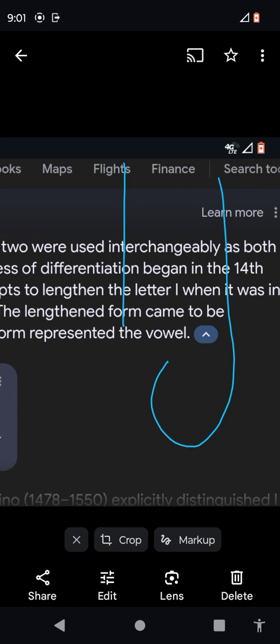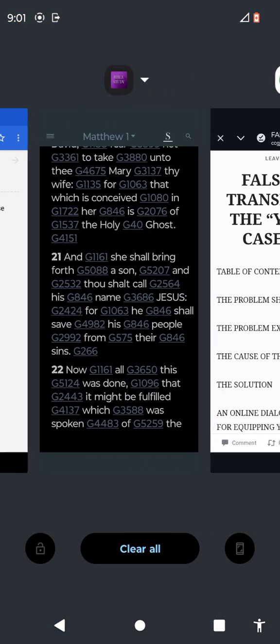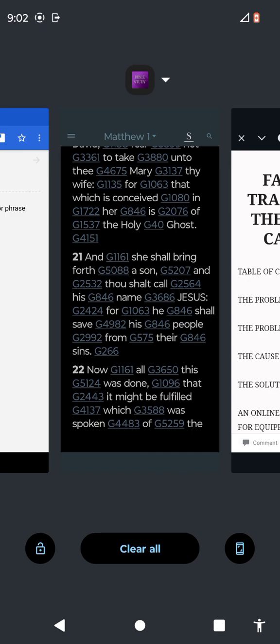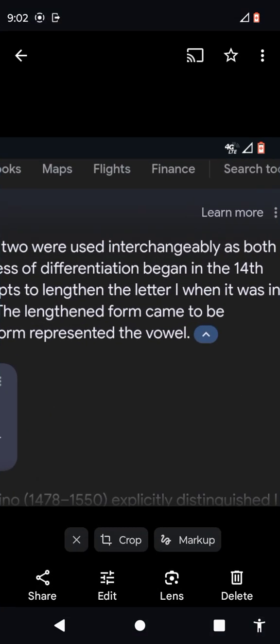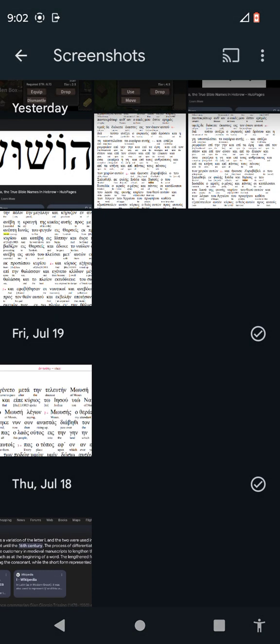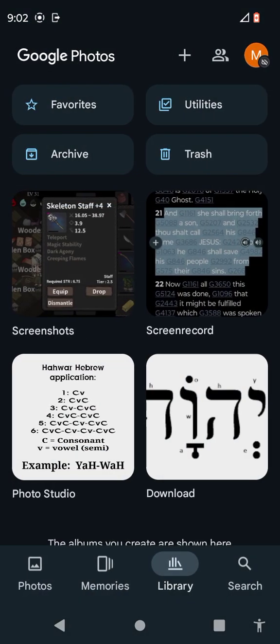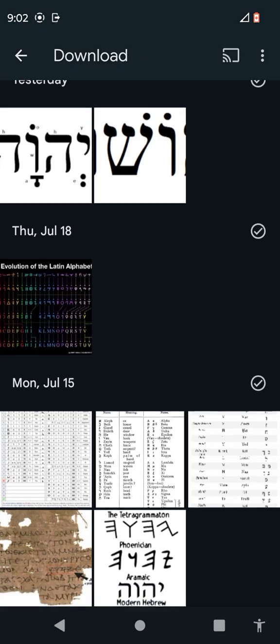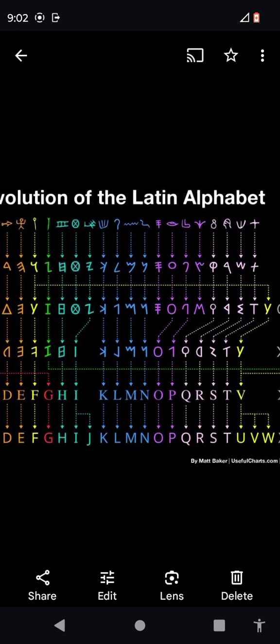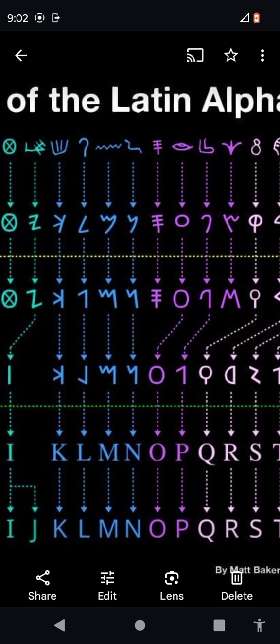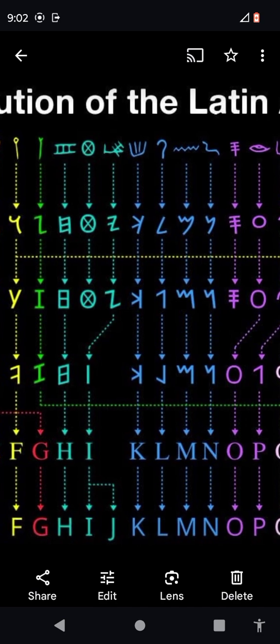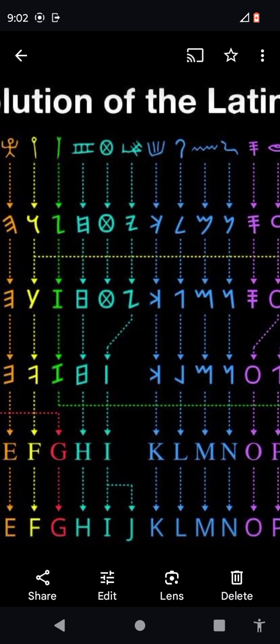But let's go backwards and see how it actually came from the Y. The Y went into, became the I. And we're going to go back to our downloads here. And we're going to go to our wonderful little chart here. Okay, we're going to see an odd little symbol here. And you'll notice that, let me skip my pen here.